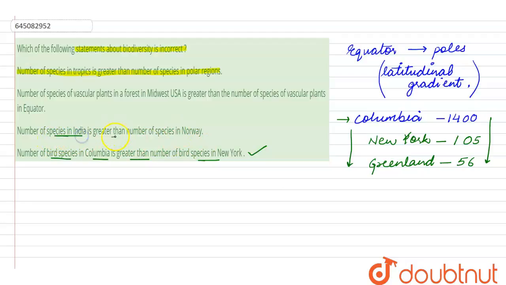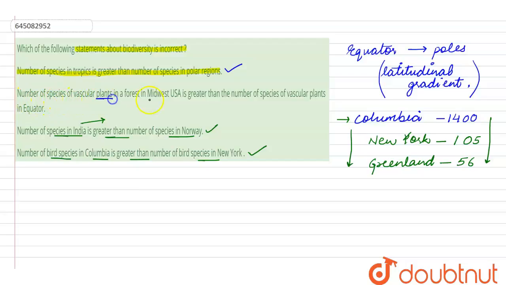The number of species in India is greater than the number of species in Norway, because Norway does not have that much ecological diversity as well as biodiversity, because India is considered to be one of the 12 mega diversity countries of the world. It has a high biodiversity value also. Now these three statements which we have seen here are the correct statements. So let's see the statement which is left out now.